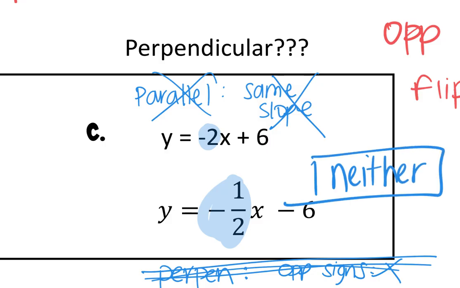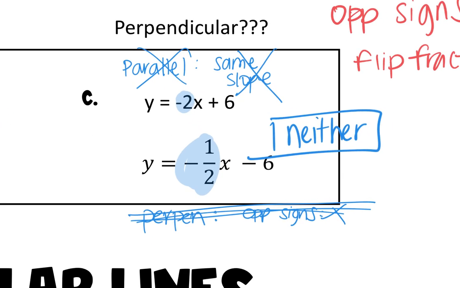Remember, for perpendicular, you have to have both things. Opposite signs, the flip of the fraction. Okay, and because the signs were the same, and not opposite signs, they're not perpendicular. Just be very careful for that part.